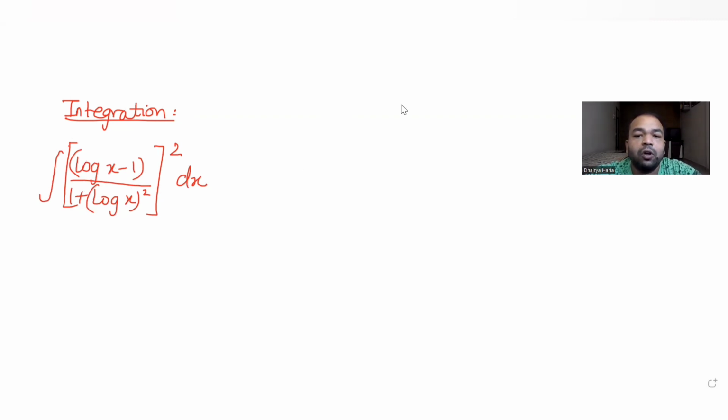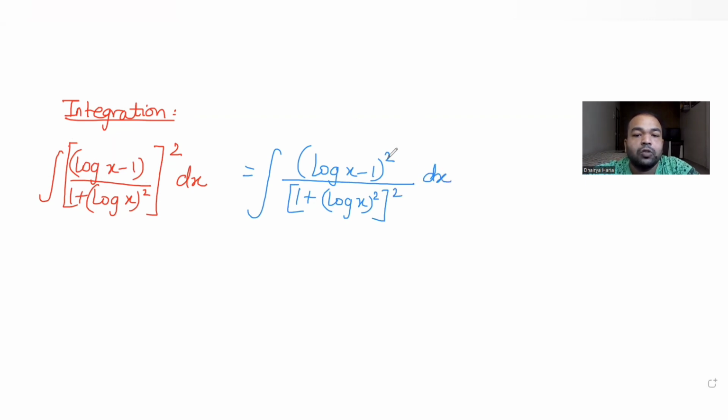If I try to solve this further, the best thing I can do is expand the numerator, because I can write this as (log x − 1) the whole square over (1 + log x) the whole square. It is nothing but (a − b) the whole square, which gives a square minus 2ab plus b square.